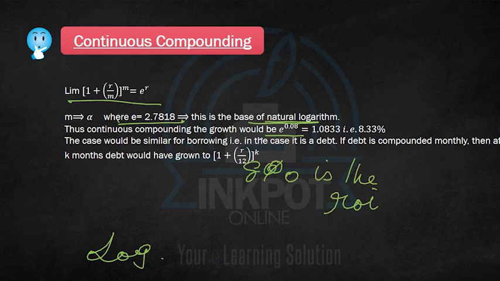And what happens here is that it becomes even better, because at an 8% rate of interest, you're actually earning 8.33%. The case would be similar for borrowing, because in this case, it is compounded monthly. Then after that, if we have to borrow it, then it moves to 1 plus r divided by 12 raised to the power of k.